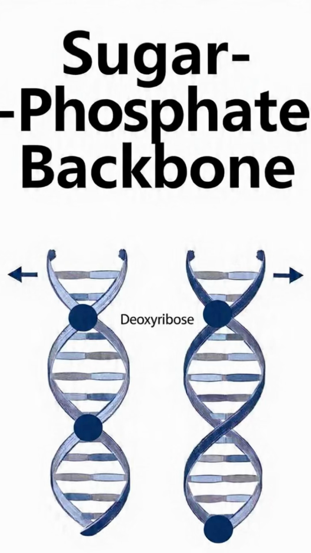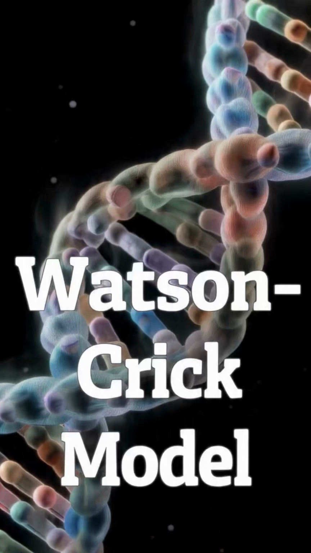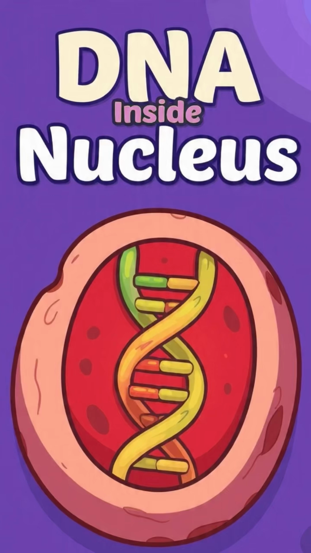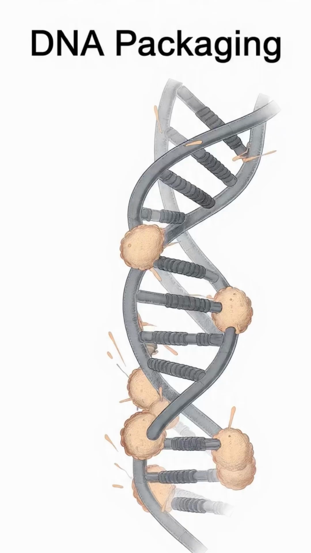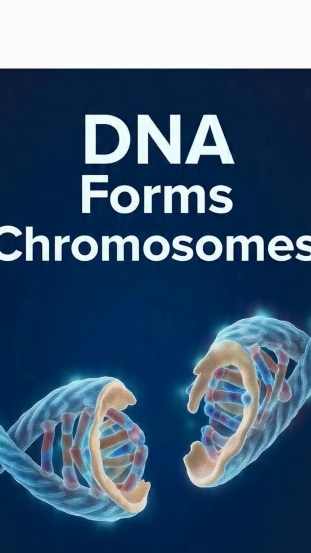In 1953, scientists proposed this double helix structure. This became known as the Watson-Crick Model. It revolutionized biology. DNA is located inside the nucleus of eukaryotic cells. The nucleus protects genetic material. DNA is extremely long. To fit inside the nucleus, it wraps around proteins called histones. When tightly packed, DNA forms chromosomes. Chromosomes are visible during cell division.